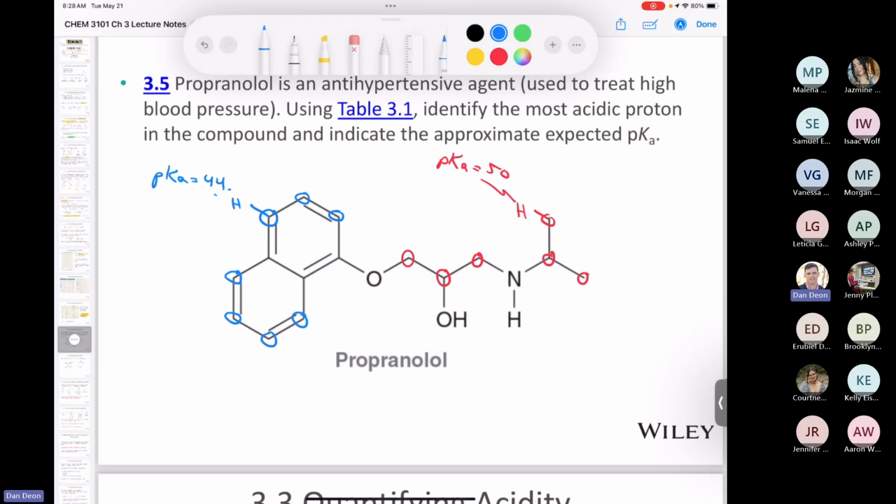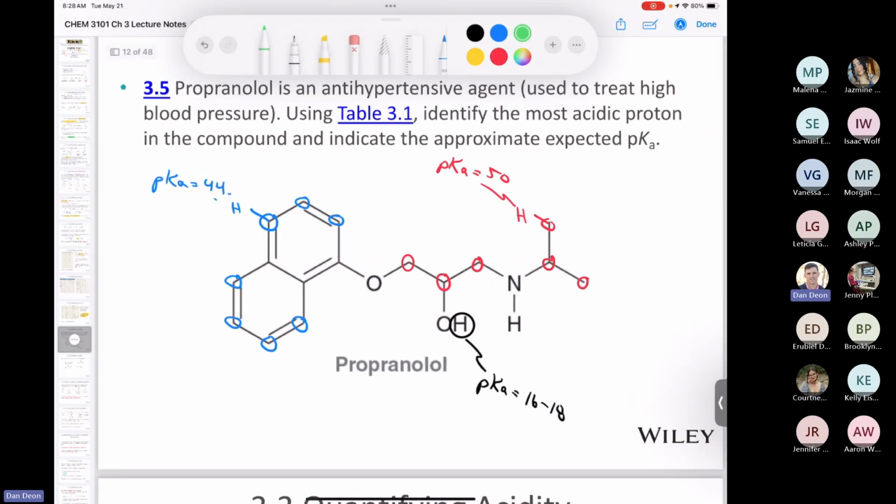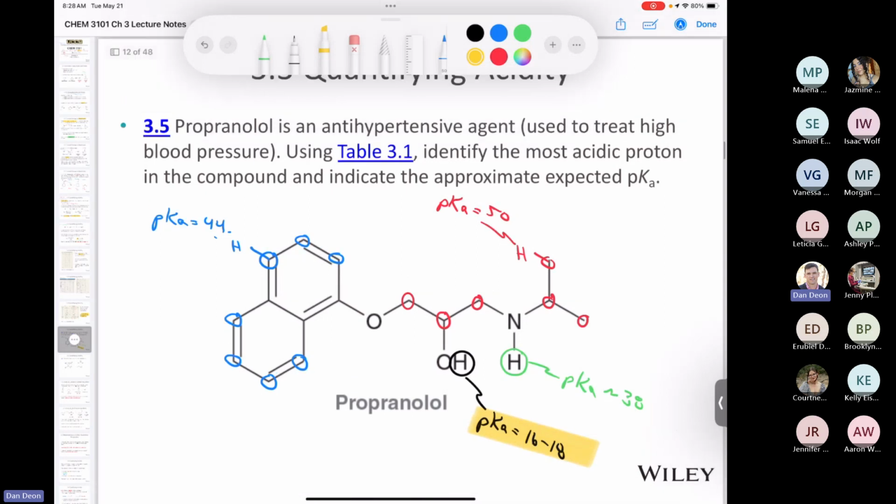Now we have a proton on our alcohol. And if you remember, the range of a proton on an alcohol was somewhere between 16 and 18. And then we had a proton on an amine, and I'll just circle this in here. And what did it say the pKa of the proton of an amine or ammonia was? The pKa was around 38, okay? So it's abundantly clear that the most acidic proton on here is the proton on the hydroxyl group. It's around 16 to 18. So there you go. That's our most acidic proton.